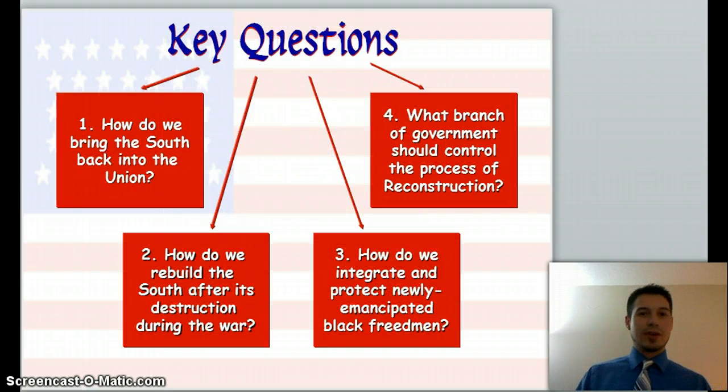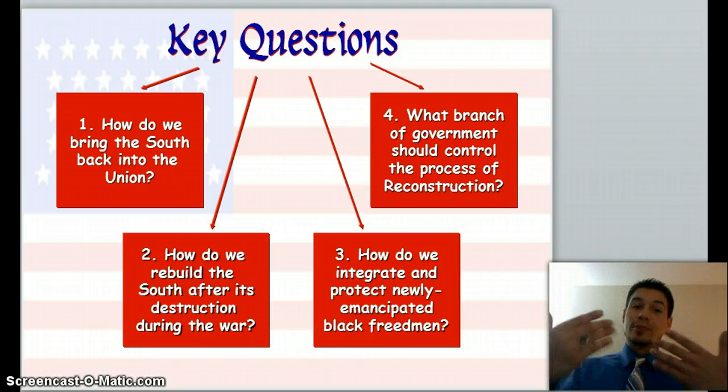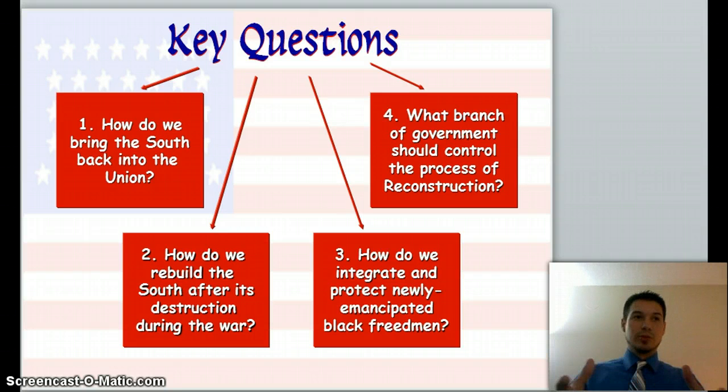So key questions we're going to be talking about: how do we bring the South back into the Union after we did just fight a war against it? How do we rebuild the South after its destruction after and during the war? How do we integrate and protect the newly emancipated black freedmen? These are African Americans that, again, have only known slavery their entire life, and now we have to bring them back into regular society. And what branch of government should control the process of Reconstruction?